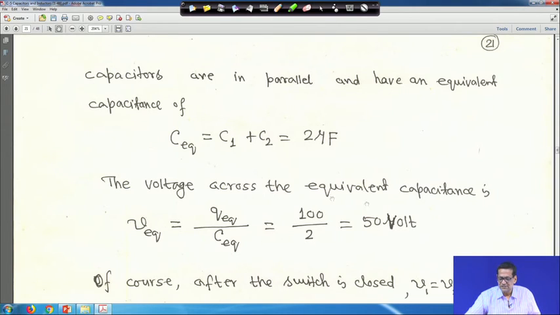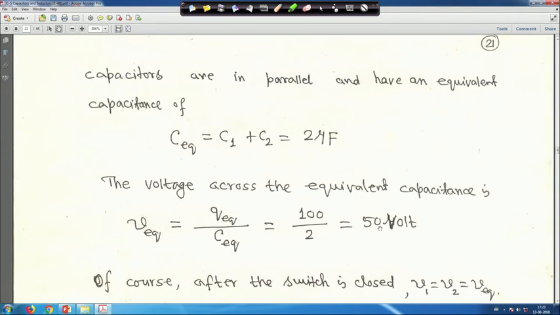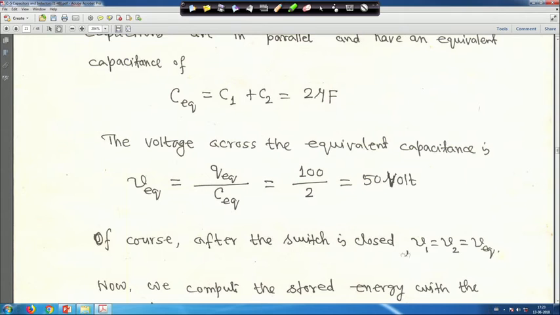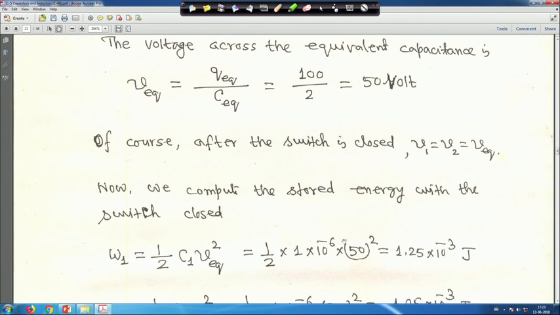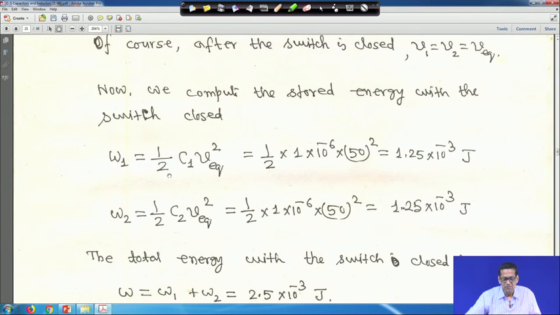Now, the voltage across the equivalent capacitance, V eq, will be Q eq upon C eq. So Q eq is 100 microcoulomb and C eq is 2 microfarad. So it is basically 100 by 2, because it is microcoulomb and microfarad, so the 10 to the minus 6 will cancel, right. So it will be 50 volt. Of course, after the switch is closed, V1 is equal to V2 is equal to Veq, because they are in parallel, so both voltages will be equal. Now, we compute the stored energy with the switch closed. W1 will be half C1 Veq square, half into 10 to the minus 6 into 50 square.